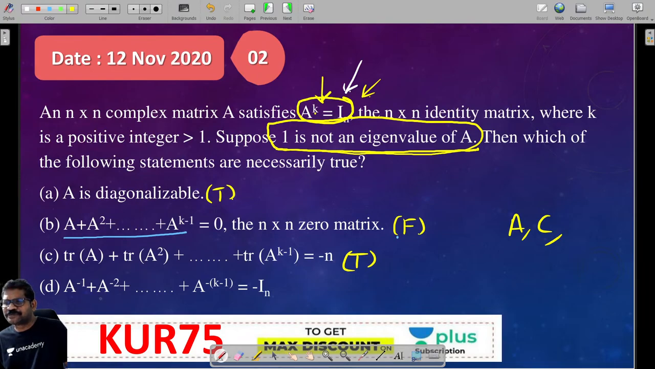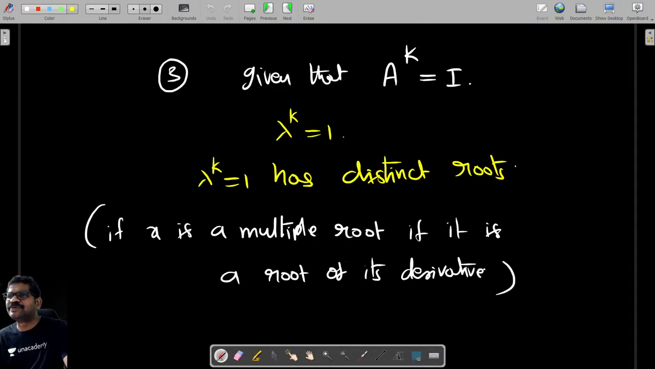Next, fourth option. A inverse plus A power minus 2 plus and so on A power minus of k minus 1 equal to minus I n. We can get this easily from this statement.